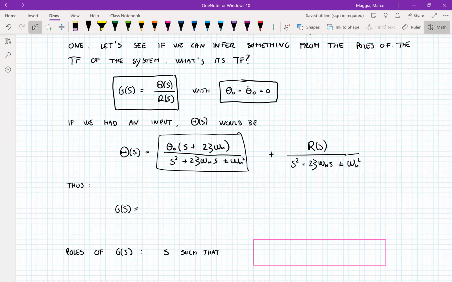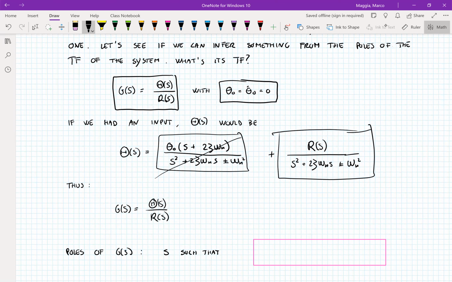All right, so since we do have the complete response of the system, we can find its transfer function. So transfer function, once again, output over input with 0 initial conditions. So the free response is not really considered. We simply have theta over r, and it is equal to 1 over s squared plus 2 zeta omega n s plus omega n squared.